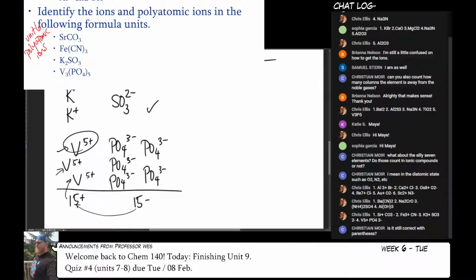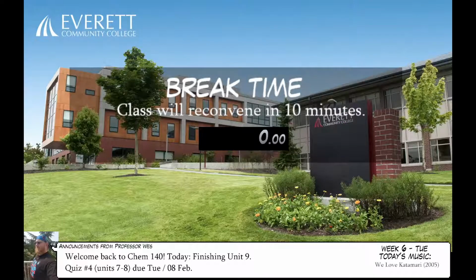All right. That's it for this section. When we come back from the break, what we're going to do is we are going to learn how to differentiate between ionic and covalent compounds, which is going to be our segue into Unit 10. So we'll do that in just a little bit.